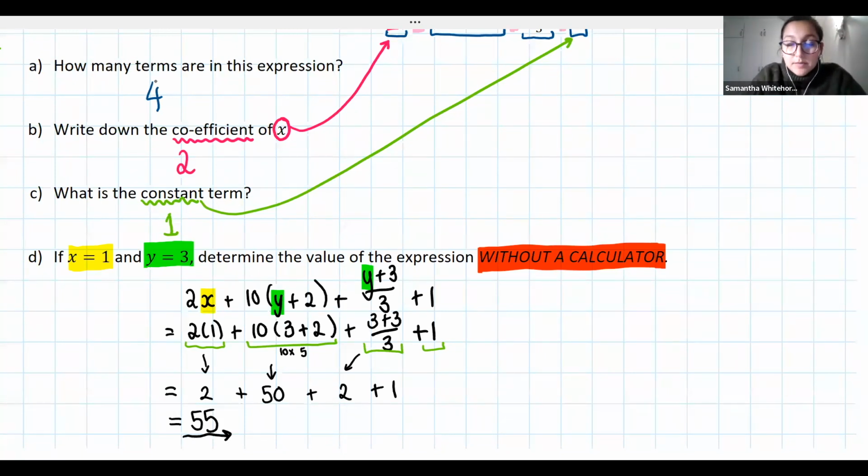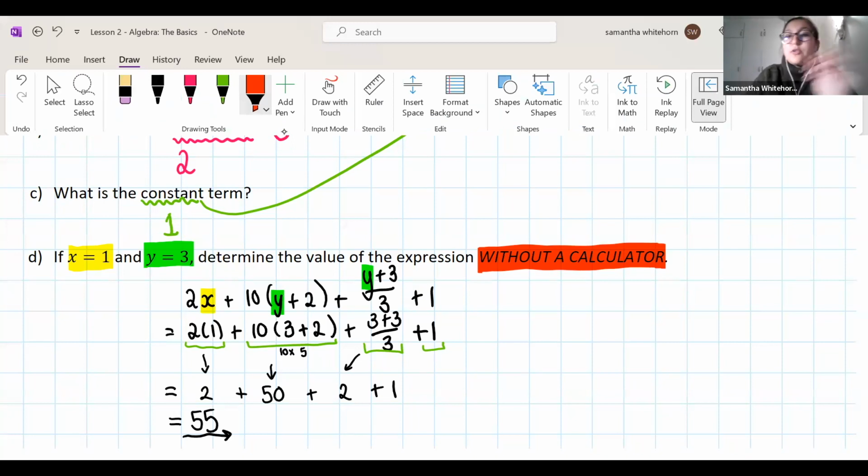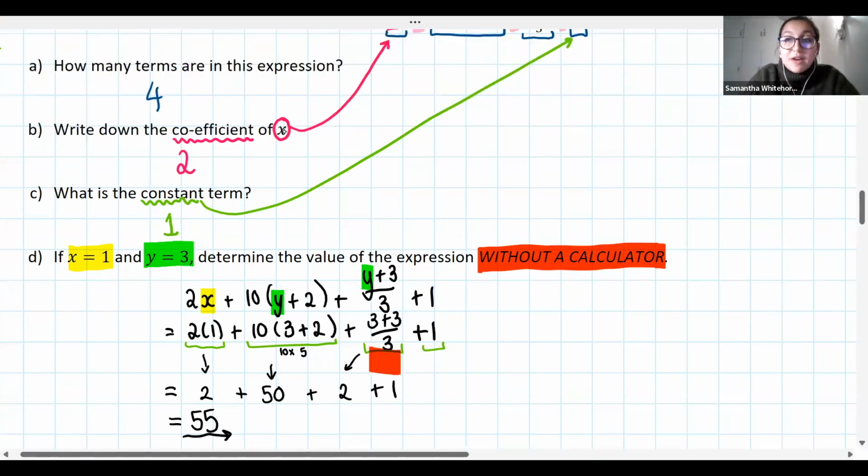Mark your answer. Make sure you agree with what's going on here. Please remember, because I made this mistake when I did it in my head: 3 plus 3, so in term number 3, we look here, 3 plus 3 is 6, and 6 divided by 3 is 2. It's not 3. So just be careful when you are doing your working out. Don't try and rush it in your head, and make sure that you are getting the correct answer.